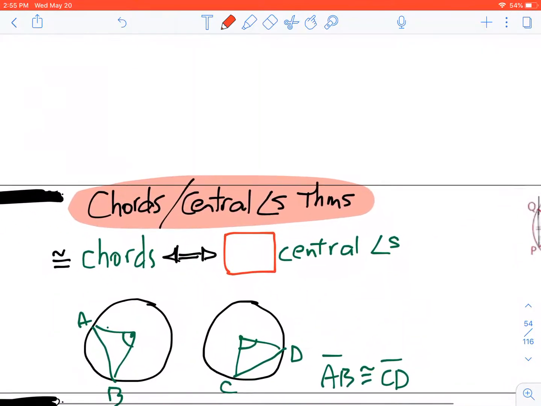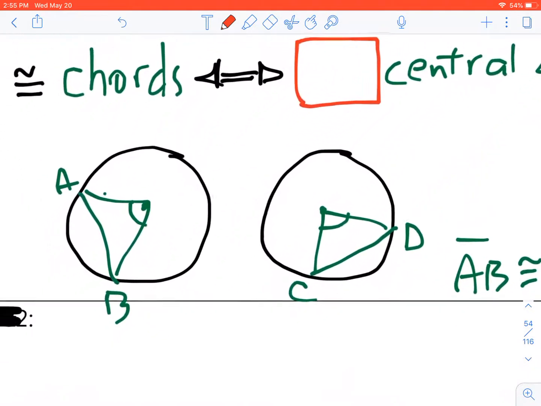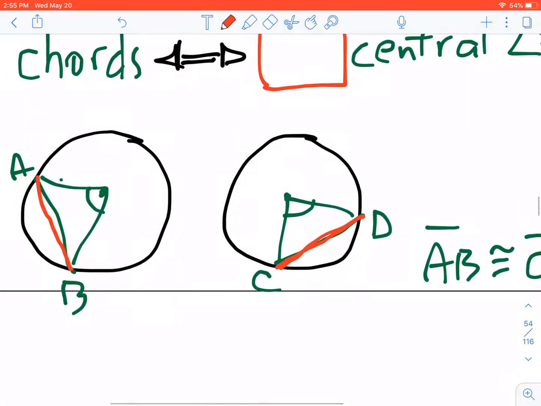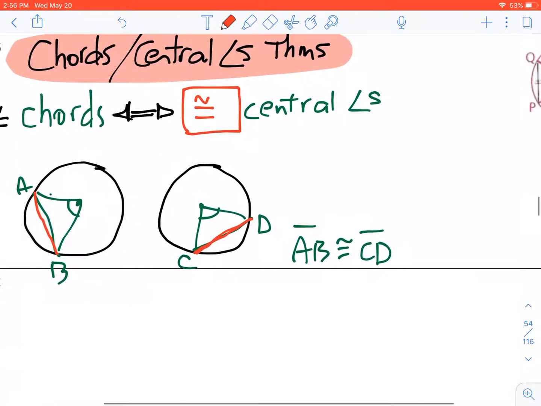Similarly, we have a relationship between the chord and the central angle. Yeah? So here we have chord AB, and here we have chord CD. If these chords are congruent, and again, this is implying that we have the same radiuses, because if you have different radiuses, then all bets are off. But if the radiuses are the same and the chords are congruent, then the central angles have to be congruent as well. And likewise, you can go back and forth there. If central angles are the same, then the chords are congruent. Yeah? All right.